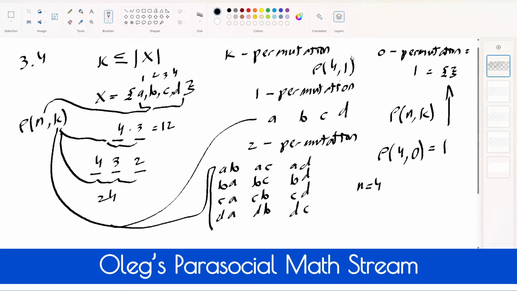Okay, so we have A, B, C, D. We have 4, so we're putting 4 in here. We want a length of 1. How many is that? 1, 2, 3, 4. So our answer is 4.